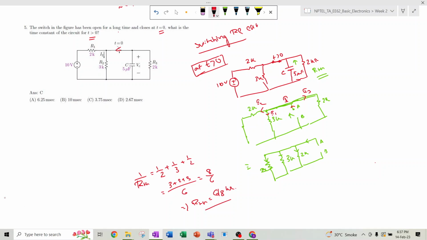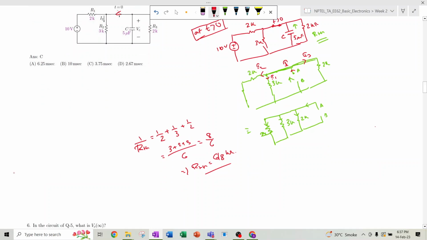Now in the question it is asked what is the value of the time constant. In any RC circuit, as we have already discussed, the time constant tau is nothing but RTH into C. So RTH is 6 by 8 kilo ohm, into C, and C is 5 microfarad, which is 6 by 8 into 5 into 10 to the power minus 3 second. Because this is kilo ohm, which is 10 to the power 3, and this is microfarad, which is 10 to the power minus 6, so it comes to 10 to the power minus 3.